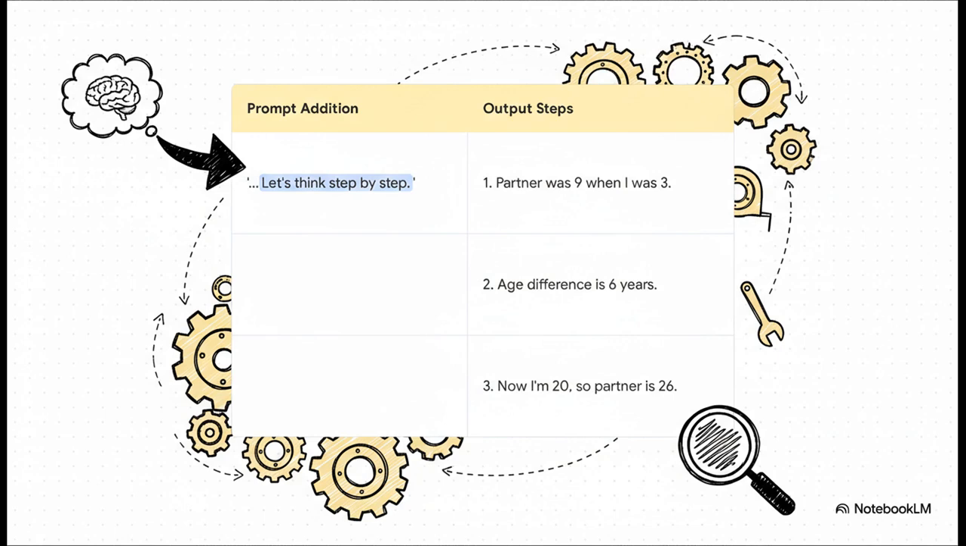And now look at the magic of chain of thought prompting. The only thing we added was that simple little phrase, let's think step by step. Just adding that makes the model show its work. It forces it to break the problem down into logical steps. And because of that, it lands on the right answer. It's like telling a junior dev, hey, don't just give me the final number, walk me through your logic.